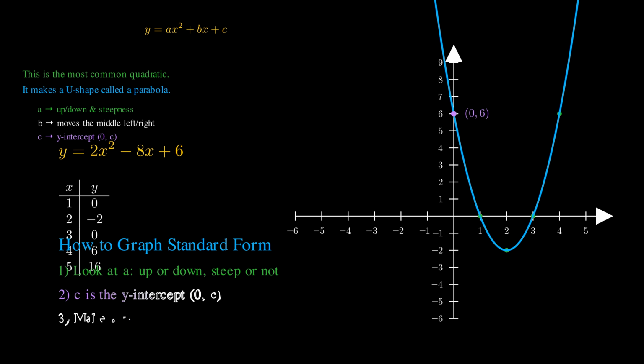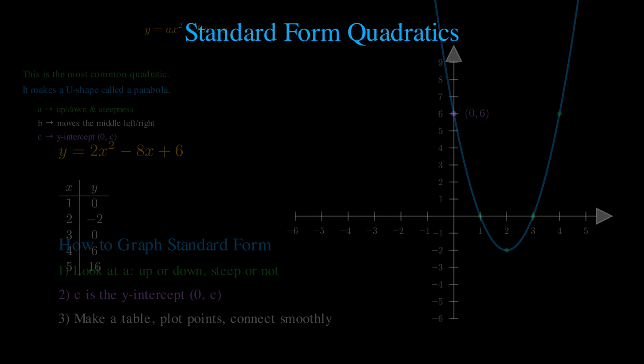Here is the exact process you should use on tests. 1. Look at A. That tells you up or down and steepness. 2. C is the y-intercept at 0, C. 3. Make a table of values. 4. Plot the points. 5. Connect smoothly.